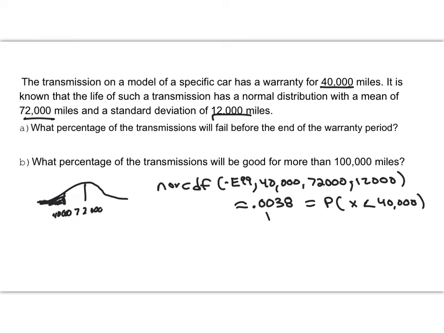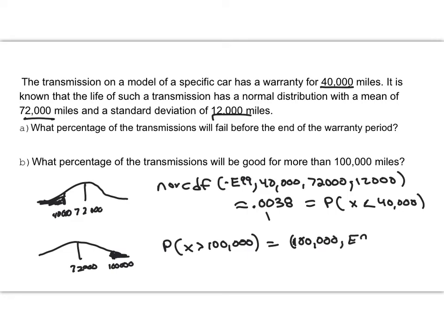What percentage of transmissions will be good for more than 100,000 miles? So draw another curve. Here's my 72,000. 100,000 is going to be up here somewhere. So we're looking for the probability that X is greater than 100,000. So my lower boundary this time is the 100,000, and my upper boundary is infinity, with a mean of 72,000 and a standard deviation of 12,000.